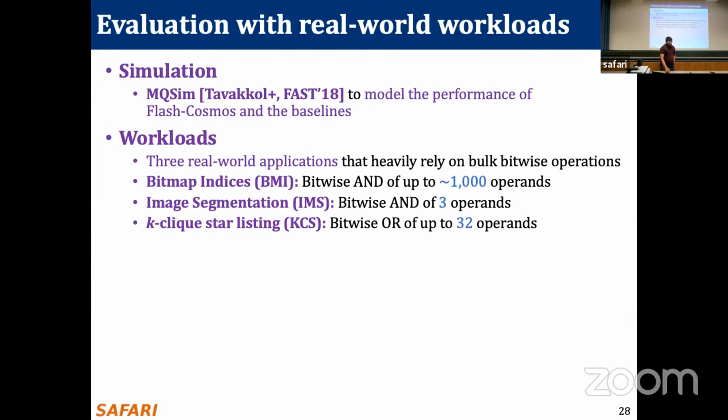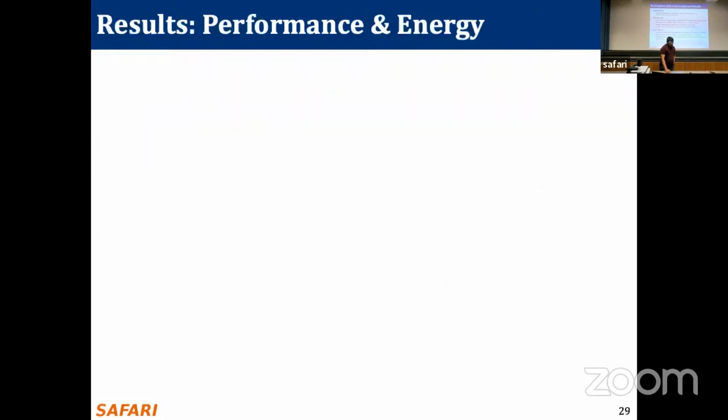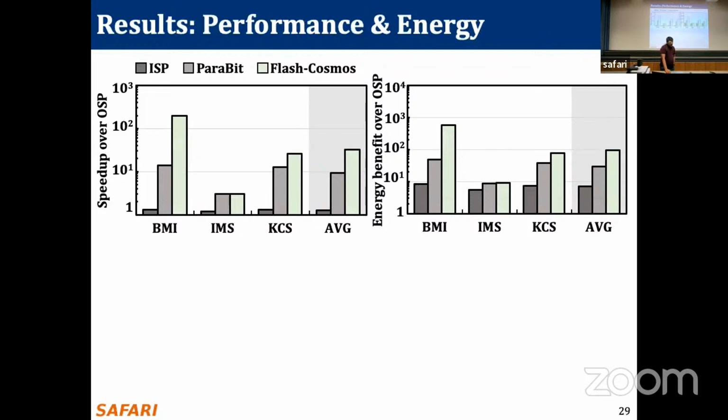And the baselines that we model here are outside storage processing, which is where the computation happens in the host CPU, and to do that, we model a multi-core CPU. And for in-storage processing, where the computation happens within the storage, but in the in-storage computation unit, we model an in-storage hardware accelerator. And the state-of-the-art IFP technique, which is Parabit, is also modeled for this. So we look at the results for this.